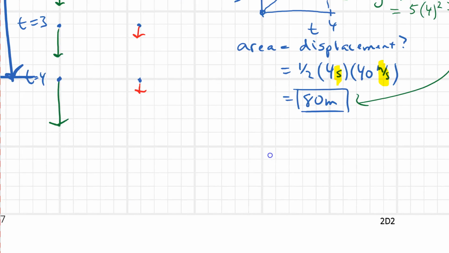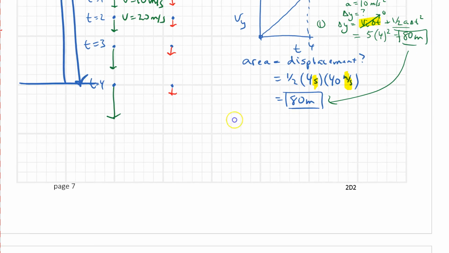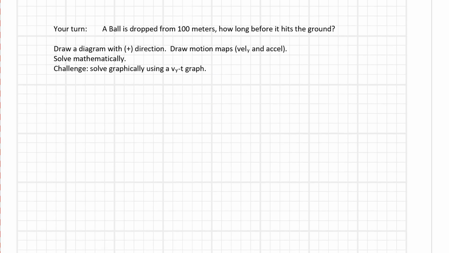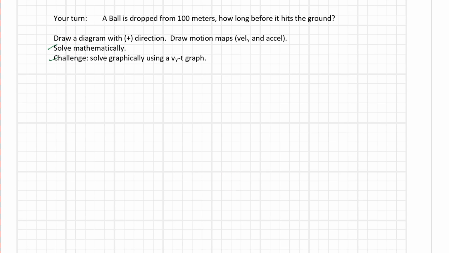Okay, so here's a your turn. It says a ball is dropped from 100 meters. How long before it hits the ground? Draw a diagram with the plus direction, draw the motion map, solve mathematically. In this case, I think the mathematical one you're going to find easier, but as a challenge, see if you can also solve it graphically using a velocity-time graph.